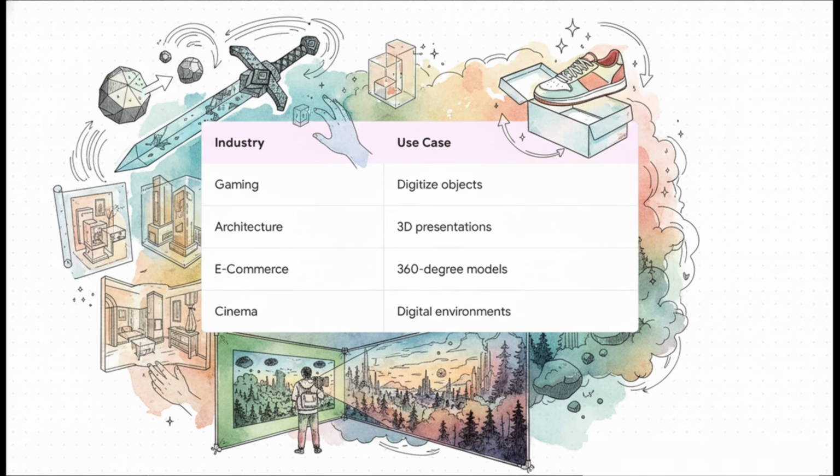Over in game development, they're rapidly digitizing real-life objects to drop straight into their engines. In architecture, professionals are building highly interactive 3D presentations to really wow their clients. For e-commerce, sellers are generating 360-degree product models for way more immersive online shopping. And in cinema, filmmakers are practically crafting digital environments without needing those massive Hollywood-sized visual effects budgets.